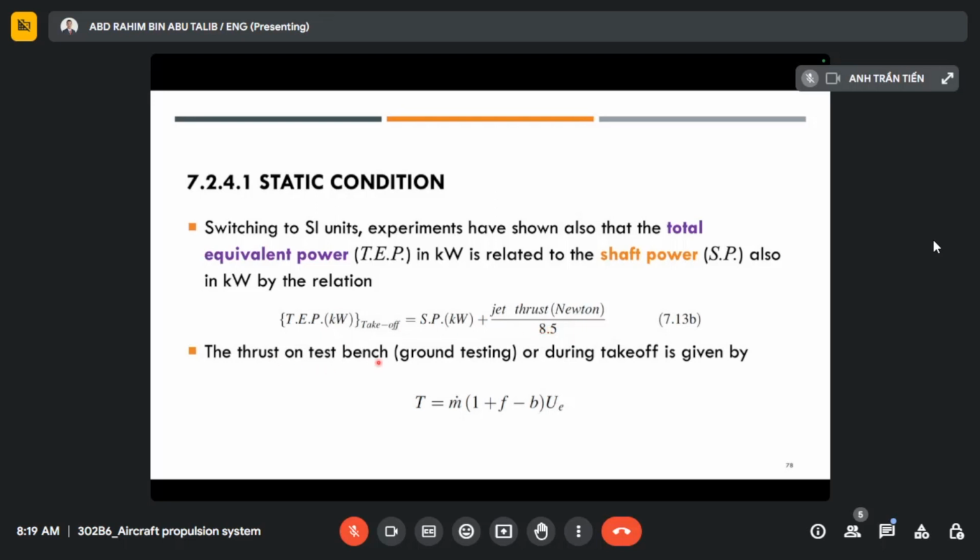The thrust on the test bench, the ground testing, or during takeoff is given by this expression. You have the thrust produced equal to the mass flow rate of air coming into the engine times (1 plus the fuel to air ratio F) minus B times U_E, the exhaust velocity.